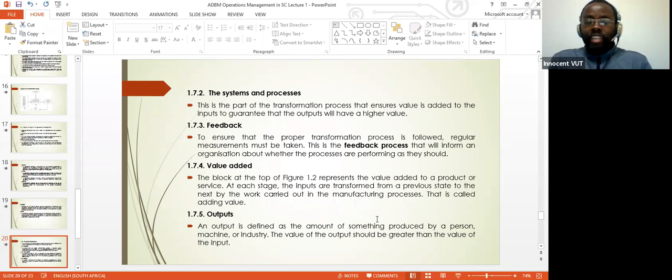Because if it doesn't have greater value than the input, then it means we have wasted. We won't be able to sell and make a profit. So for the organization to be able to sell and make a profit, the output should have a greater value than what was input into the processes or into the system.